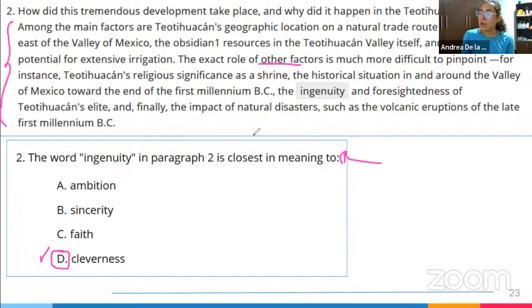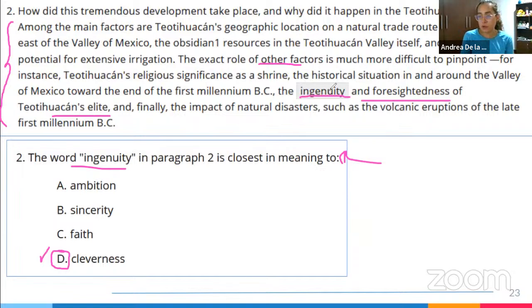And why am I asking you that? Because everything here is going to have a certain relationship to that idea, including our word ingenuity. So in this case, the ingenuity and foresightness of Teotihuacan's elite is actually one of the factors that contributed to the development of Teotihuacan, isn't it? So when you guys know that, you're relating the word to the meaning or to the purpose of the entire paragraph. And that's what you guys have to do, because it should help you eliminate at least a couple of options.